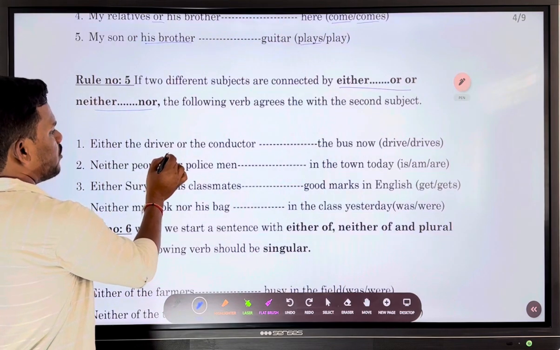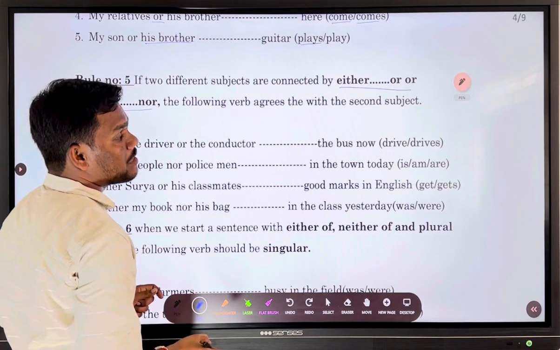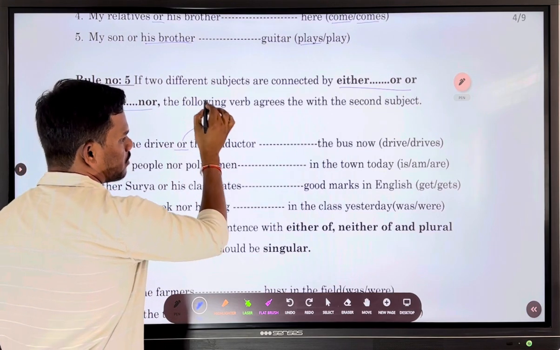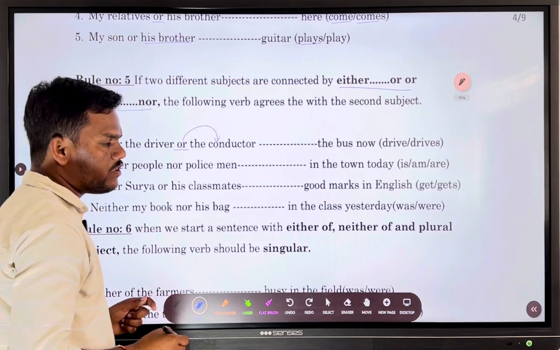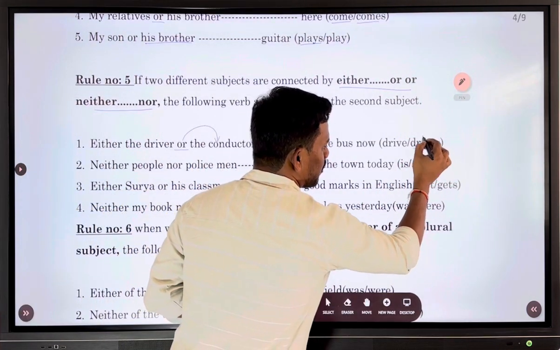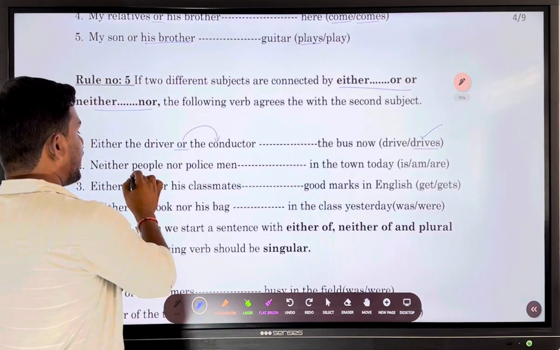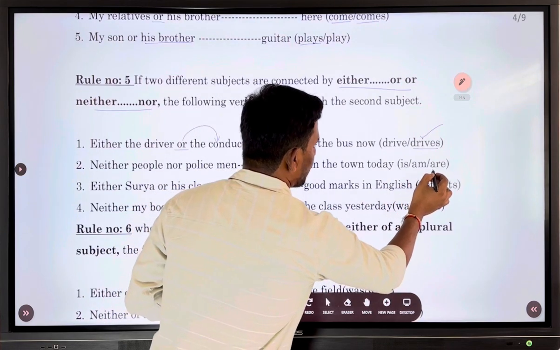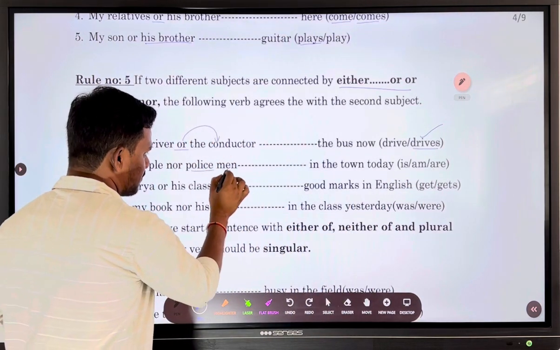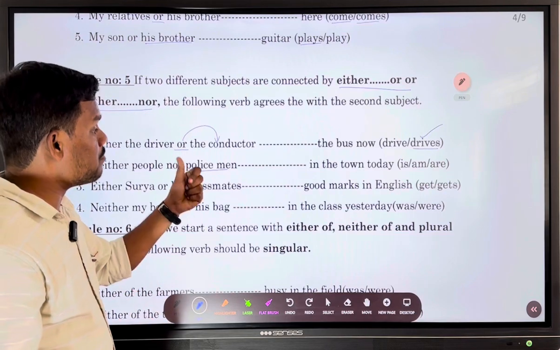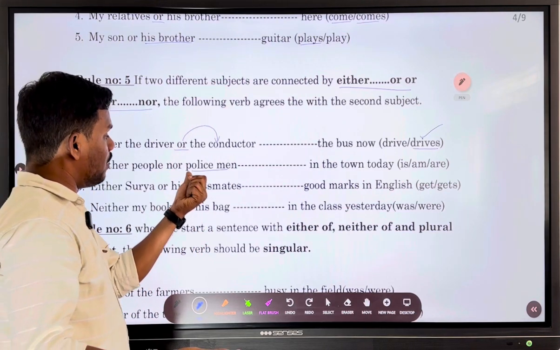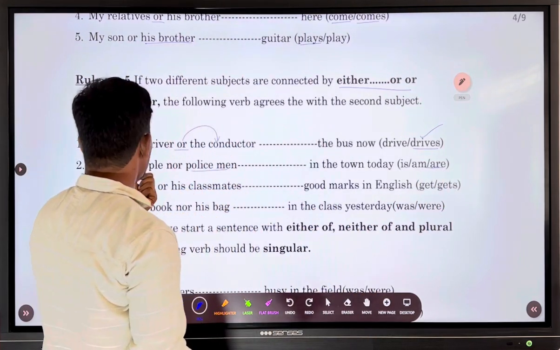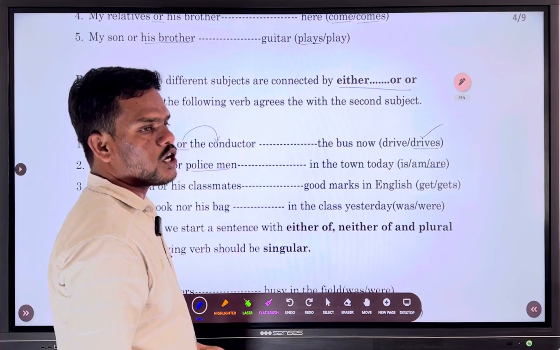See, either the driver or the conductor dash the bus now. See, the subject after or is going to be conductor. Conductor is singular, right? That is, we will have to take the singular verb, that is nothing but drives. Next, neither people nor policemen dash in the town today. So, is, am, or are, as it is the second subject, policemen. Policeman is singular, policemen is plural. As policemen is plural, we will have to take are. Neither people nor policemen are in the town today.